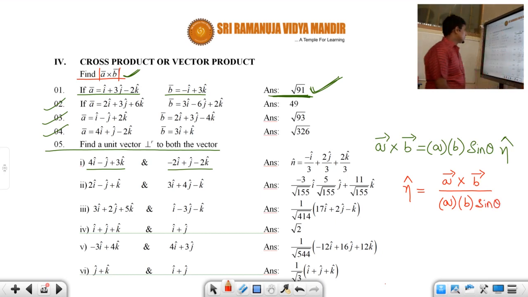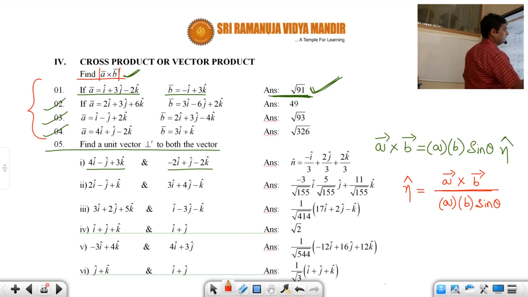Okay, students. So that is equal to A bar cross B bar is equal to A into B into sine of theta into eta cap, students. Okay. So eta cap can be calculated as eta cap is equal to A bar cross B bar by AB into sine theta. Where A bar cross B bar, again you have to follow the same procedure what you have followed for the first four problems, students. That means you have to find out the det, and then you have to calculate the vector, and then you have to calculate the magnitude. That is the numerator part. Divided by A into B into sine theta.